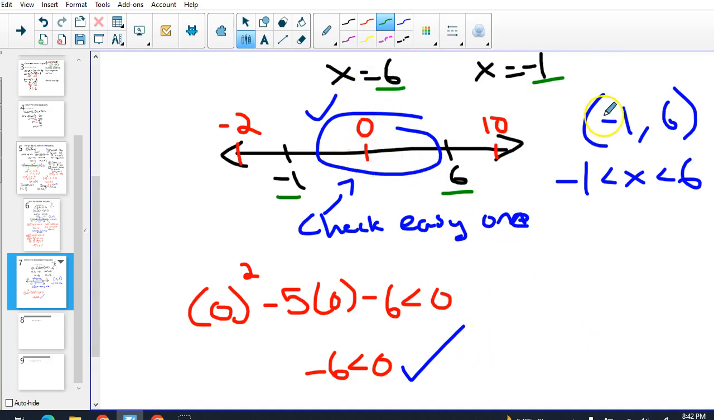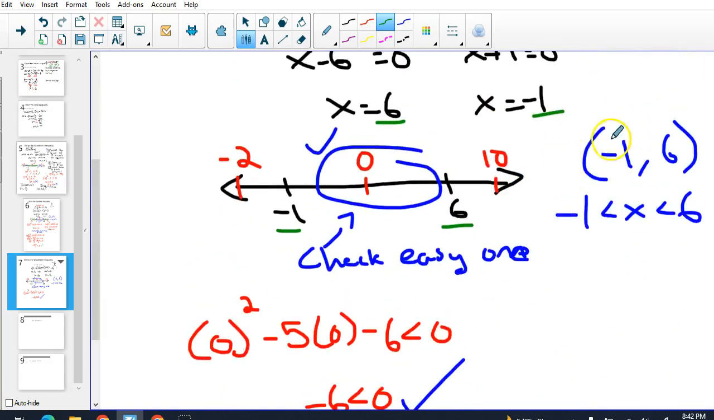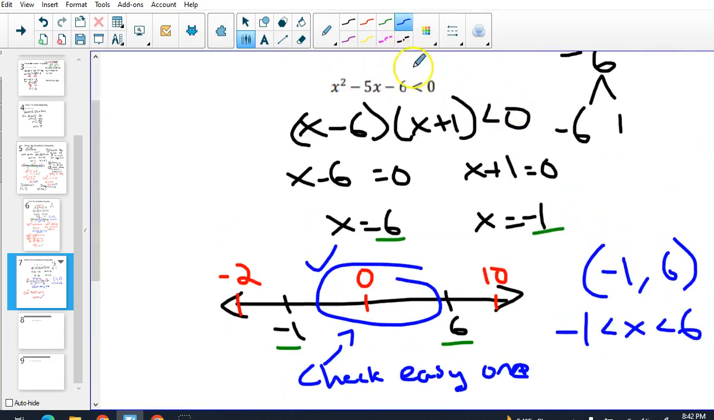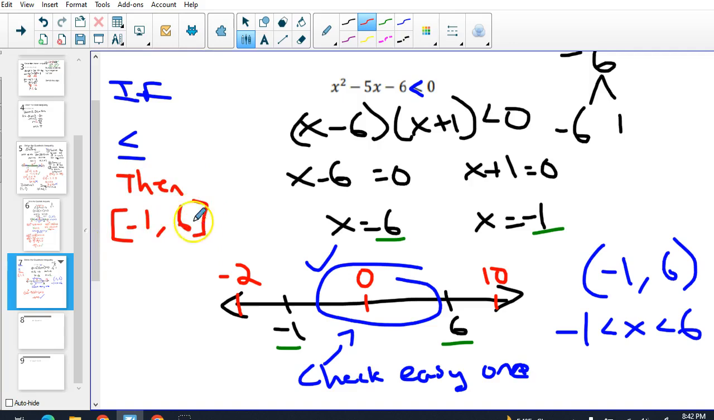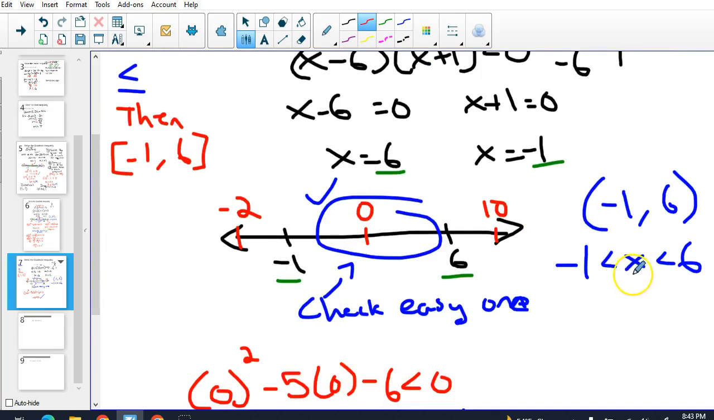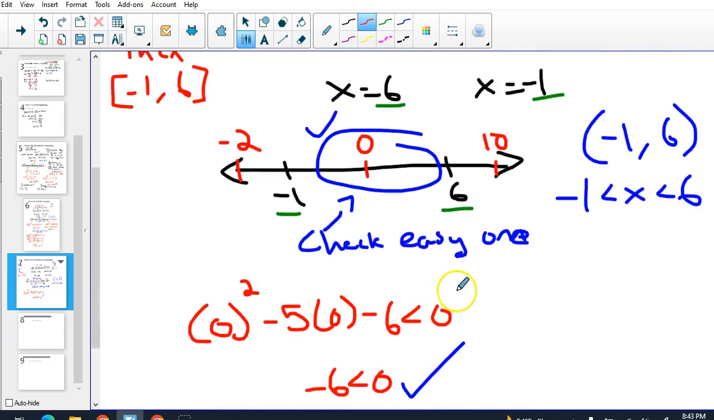So my answer is going to be, if it was interval notation, parentheses -1 to 6. The reason we have these parentheses is because we have this here. If I had a less than or equal to, then my answer would have been the brackets. But I don't have this symbol, so it's just the parentheses. Similar idea for inequalities. The lesser one, x, and then 6.